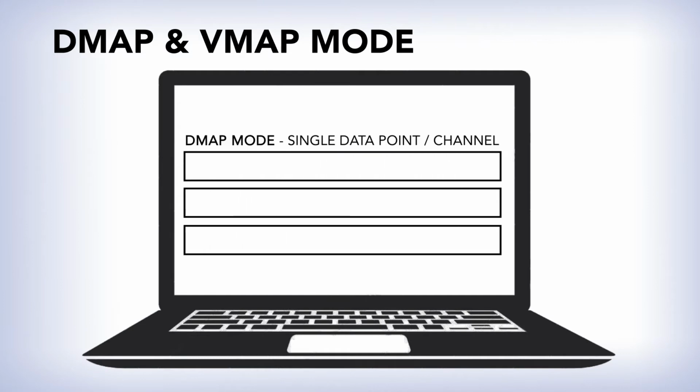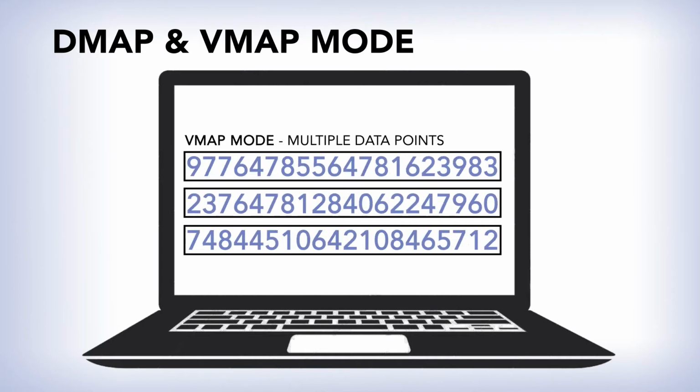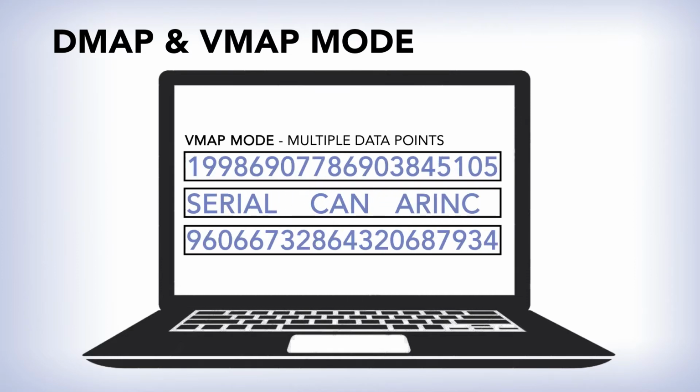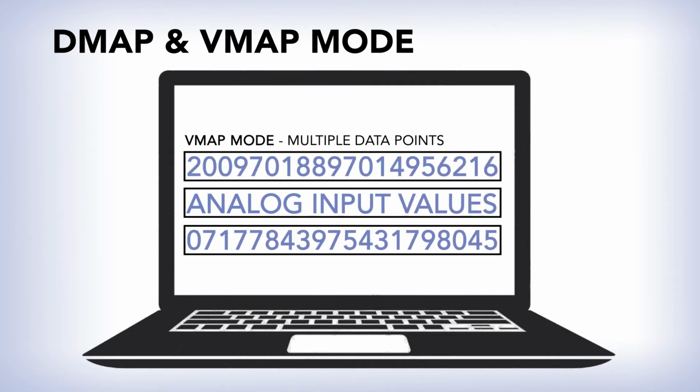DMAP provides you with a single data point from each channel. VMAP provides you with much more than one data point from each channel, so VMAP is good for messages like serial, CAN, or ARINC messages, and VMAP is also good for obtaining multiple analog input values.